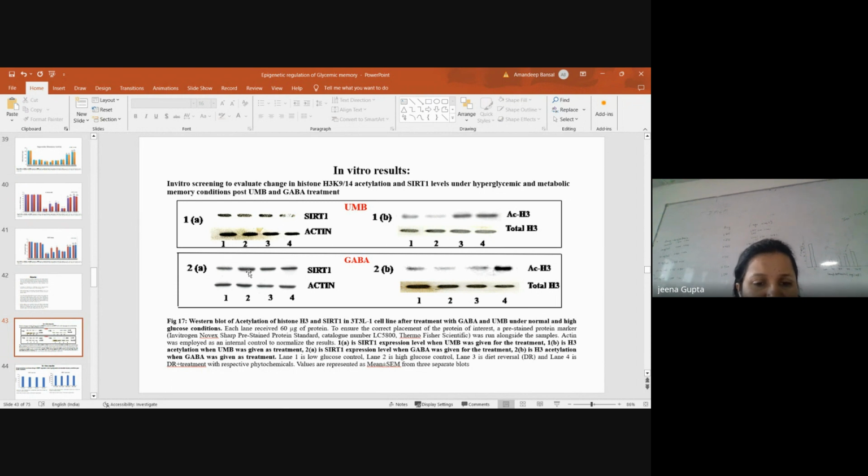Even in the hyperglycemic condition, the SIRT1 expression is not changing. So these compounds are not able to reduce the SIRT1, or they are not able to inhibit the SIRT1 expression.